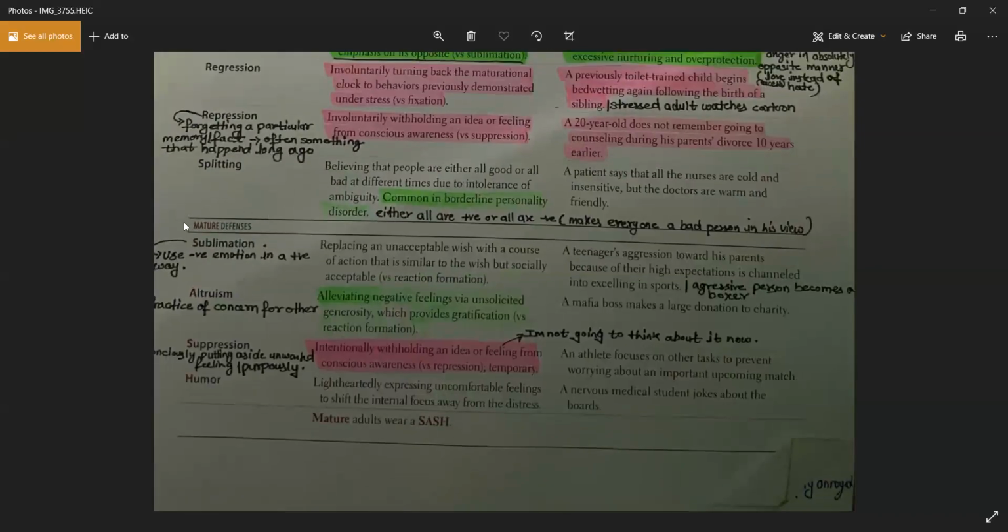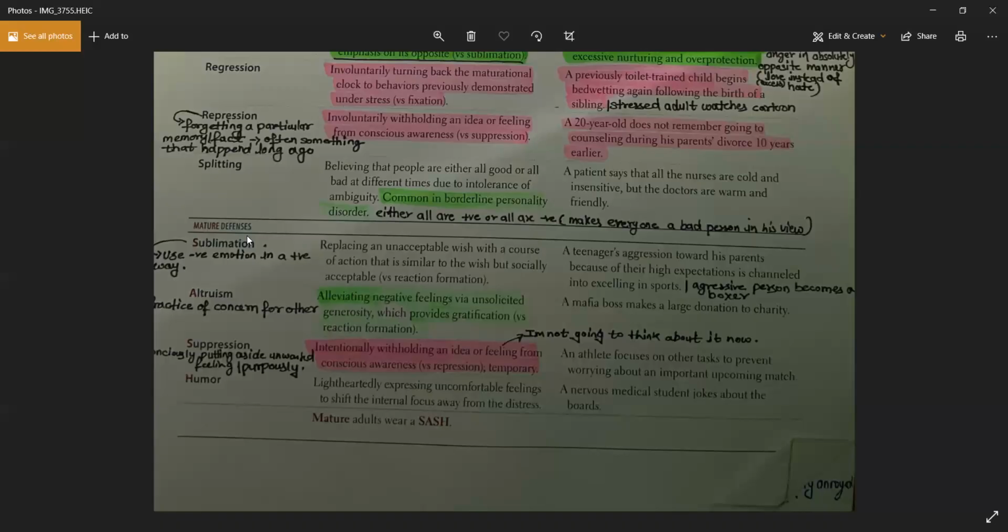Then you have the mature defenses, which are actually beneficial ones. All the immature ones we have discussed are non-beneficial ones. For the mature defenses, you have first sublimation. In that case, a patient sublimates their behavior or their feeling onto something fruitful.